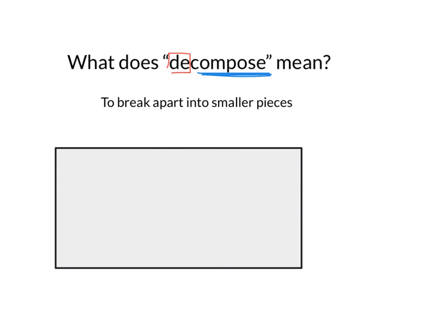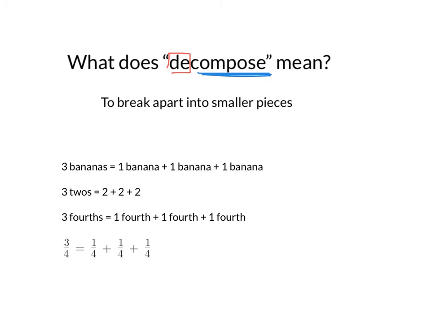Okay, good. What do I have here? Okay, so for example, if I have 3 bananas, I could decompose it to be 1 banana plus 1 banana plus 1 banana, yes? If I have 3 2s, I could decompose it to be 2 plus 2 plus 2. If I have 3 fourths, I could decompose it to be 1 fourth plus 1 fourth plus 1 fourth. Do you guys agree?